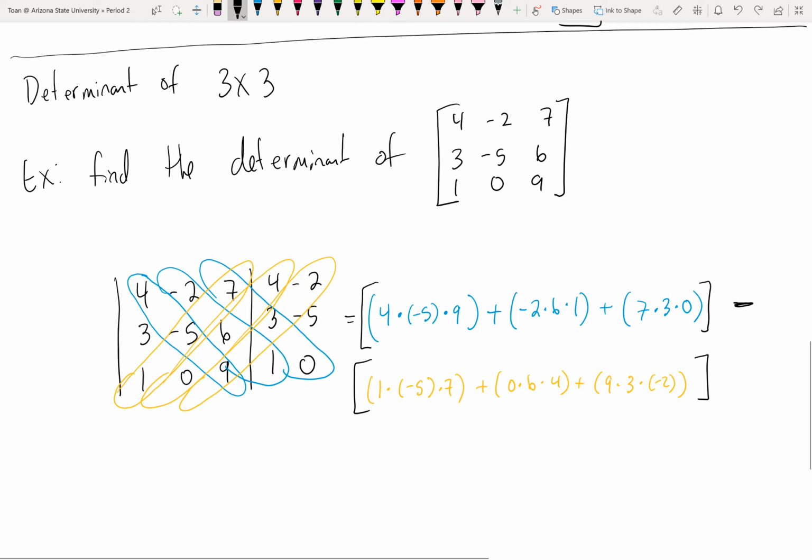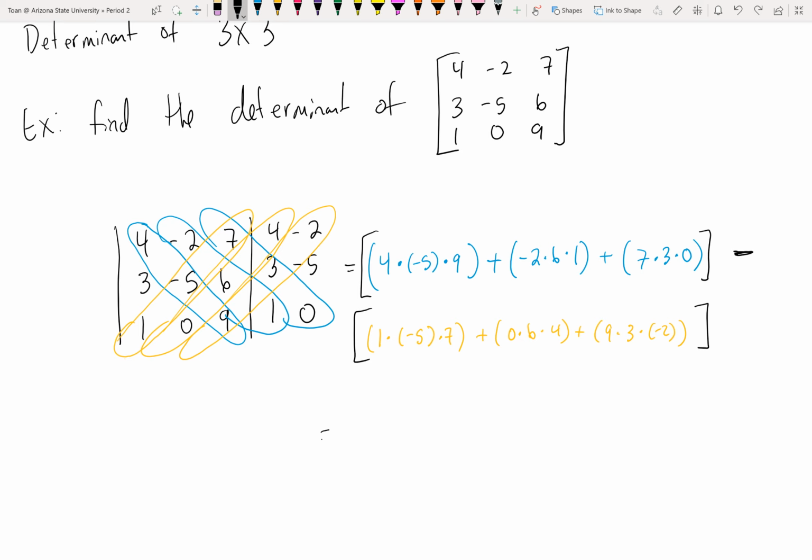And then we just go ahead and do math, right? So what does this equal? So for the blue here, 4, and then just break out a calculator if you need it. 4 times -5 is -20, times 9 is -180. -2 times 6 times 1 is -12. And 7 times 3 times 0 is 0. So that's pretty easy. -180 plus -12 is -192.